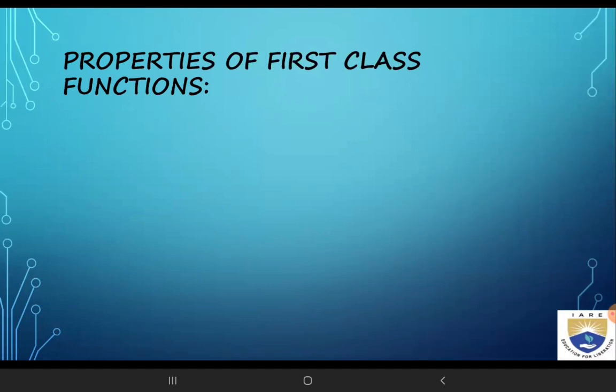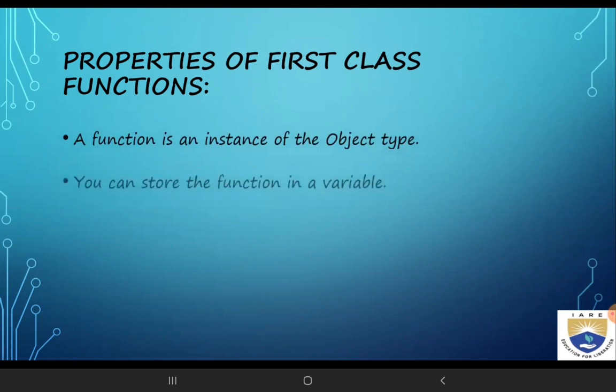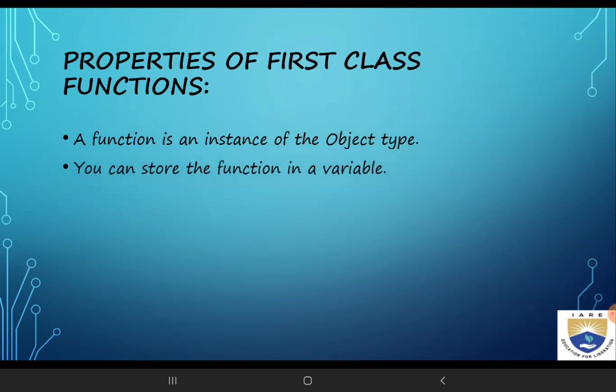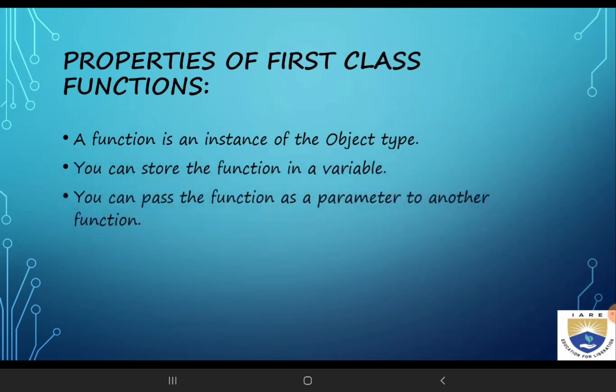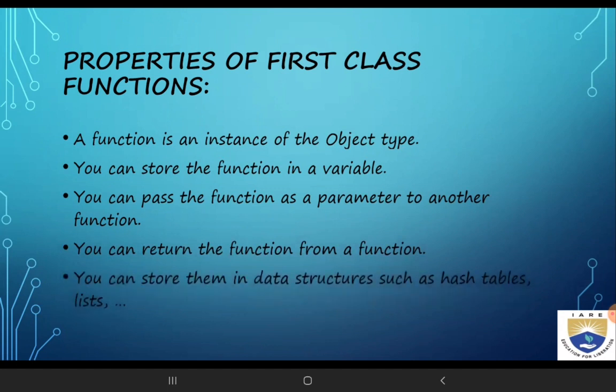Properties of first class functions. A function is an instance of the object type. You can store the function in a variable. You can pass the function as a parameter to another function. You can return the function from a function. You can store them in data structures such as hash tables, lists, and so on.